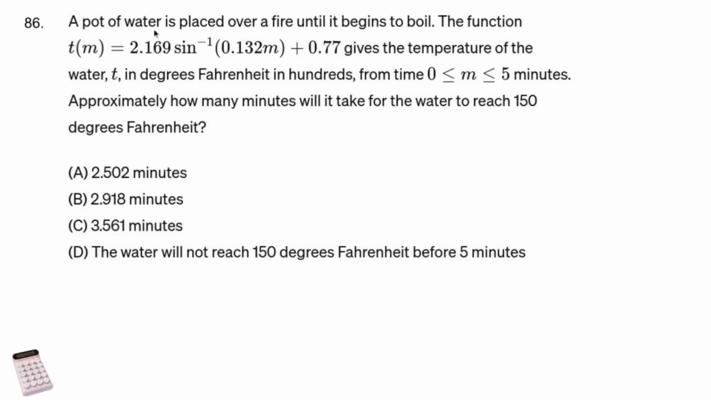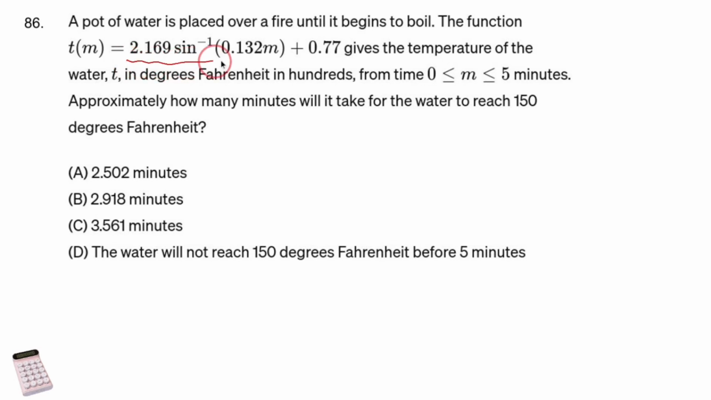A pot of water is placed over a fire until it begins to boil. The function T of m equals 2.169 sine inverse of 0.132 m plus 0.77 gives us the temperature of the water T in degrees Fahrenheit and hundreds from the time 0 to 5 minutes. Awesome. Gross. Approximately how many minutes will it take the water to reach 100 degrees Fahrenheit? So this isn't so bad.